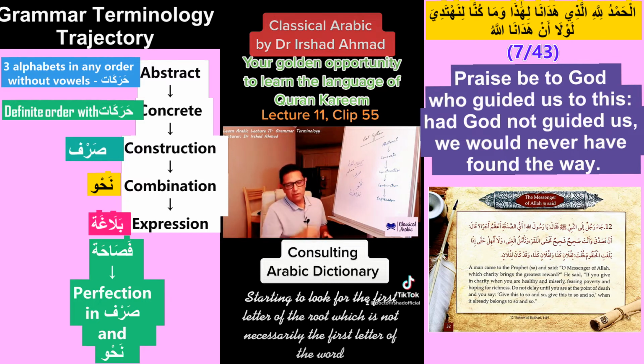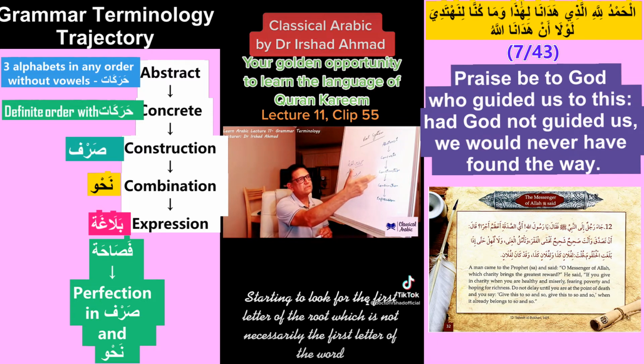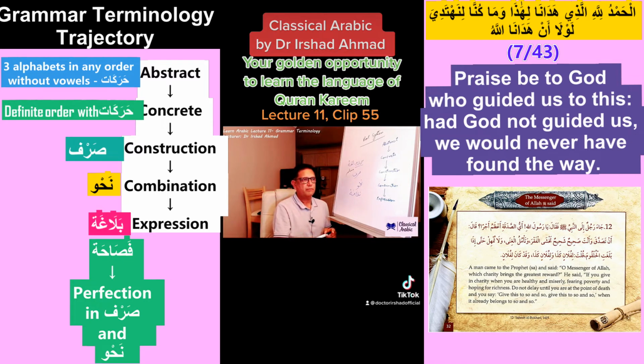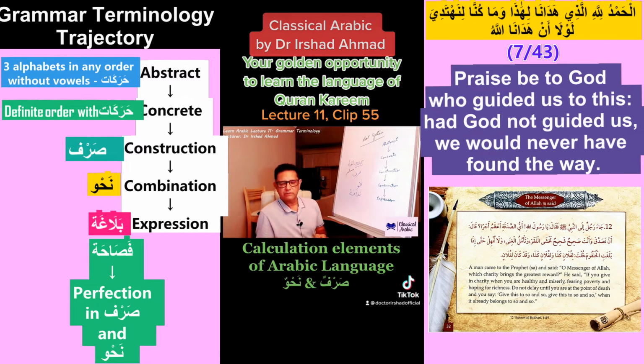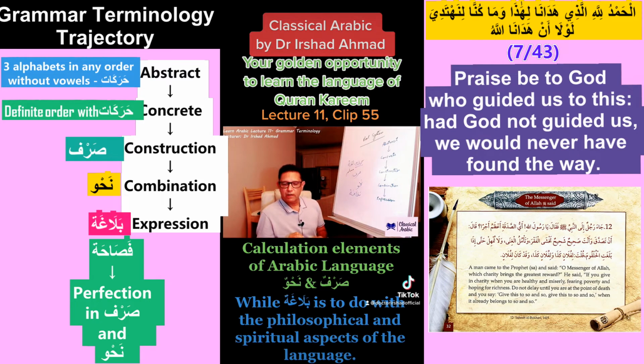After the Lugha we have the sciences of Sarf and Nahw. As we know, that's a kind of real calculation. We can construct different words, and we can construct different sentences, and we can put words together in a way which will fit in a specific situation. So there is a lot of calculation in Sarf and Nahw, whereas balagha is to do with the philosophical and spiritual aspect of the language.